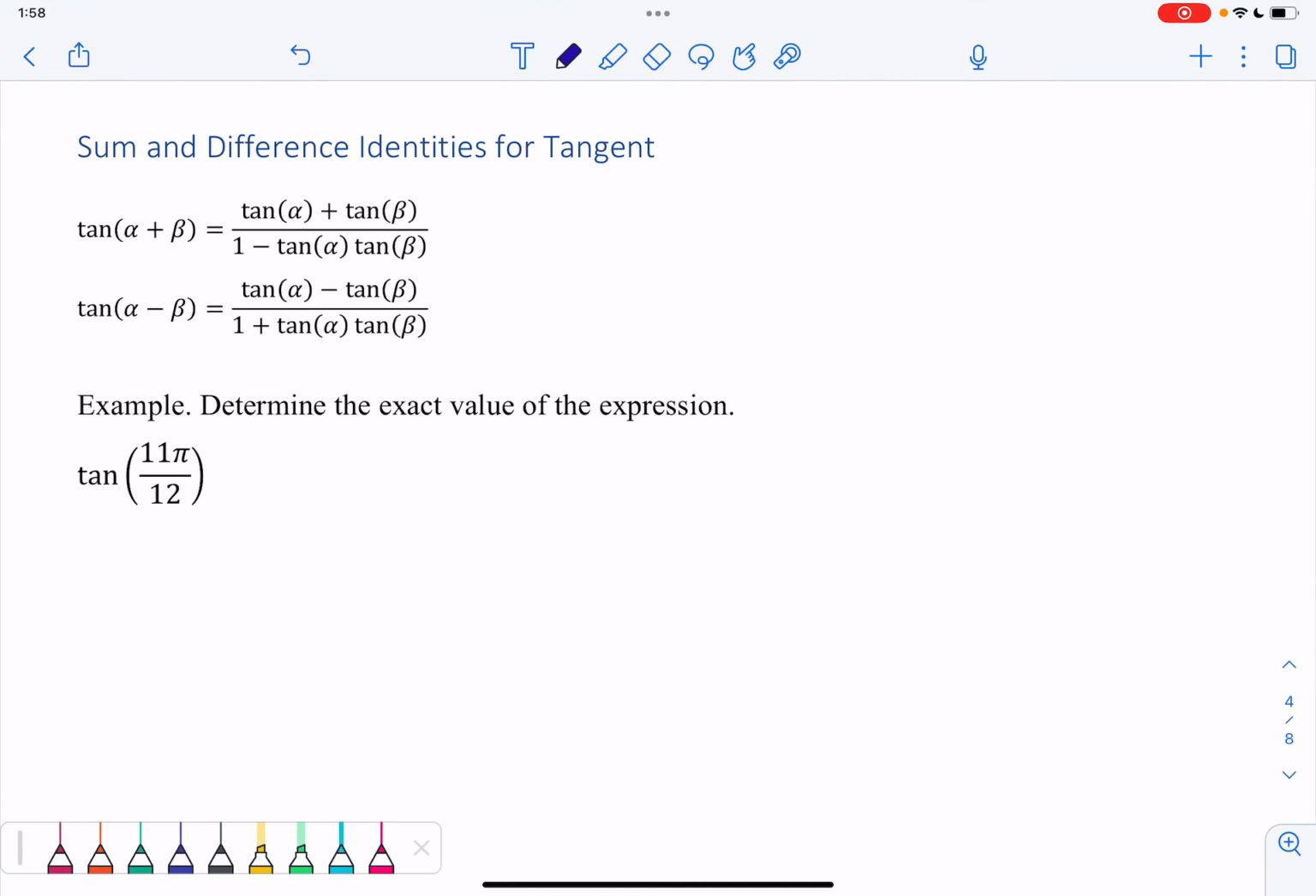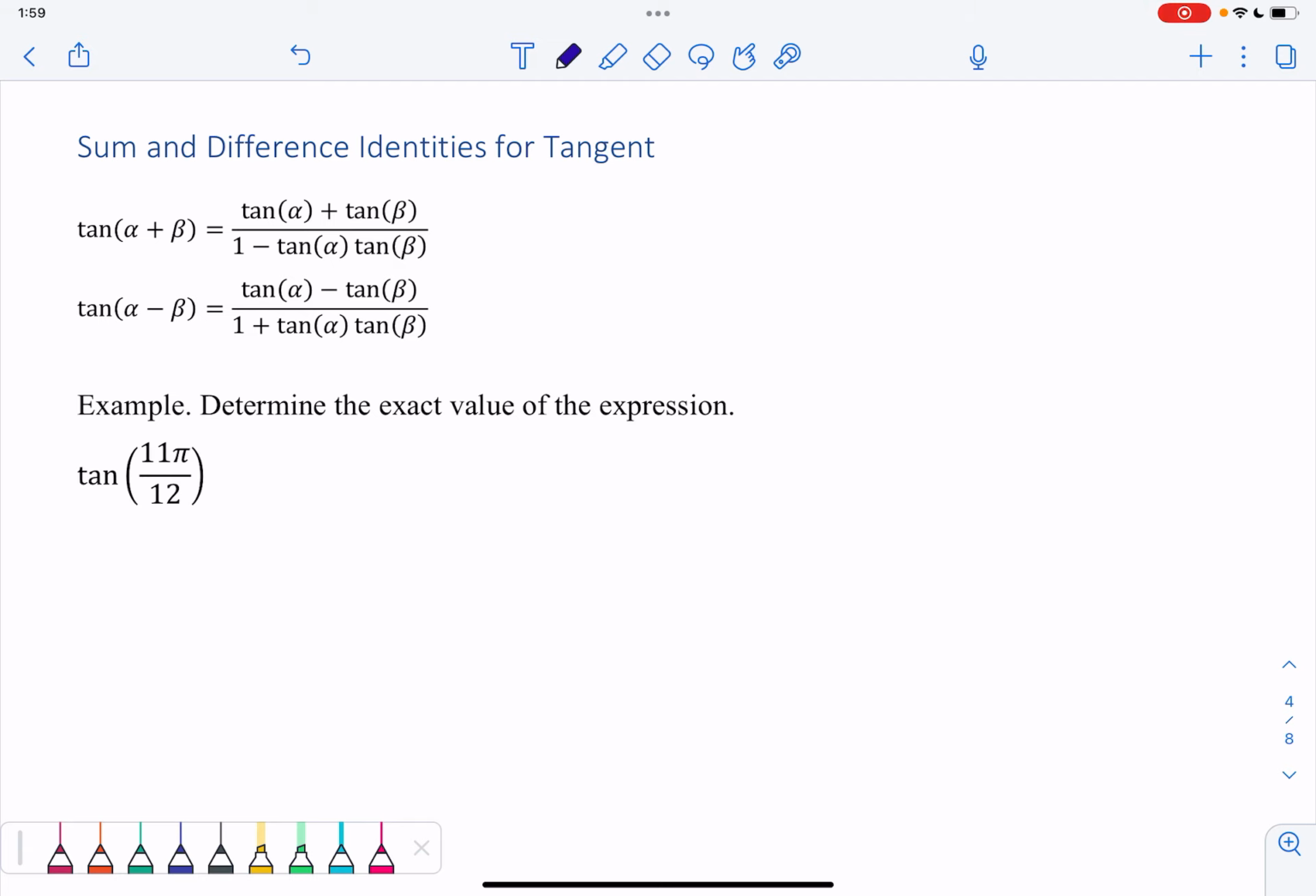All right, our last little bit of fun for the sum and difference identities are those for tangent. So we have two of them. We have tangent of alpha plus beta is equal to tangent alpha plus tangent beta, all divided by 1 minus tan alpha tan beta. And we have the identity for tangent of alpha minus beta, and that's equal to tangent of alpha minus tangent beta, all over 1 plus tan of alpha tan beta. Let's use one of these for this example.